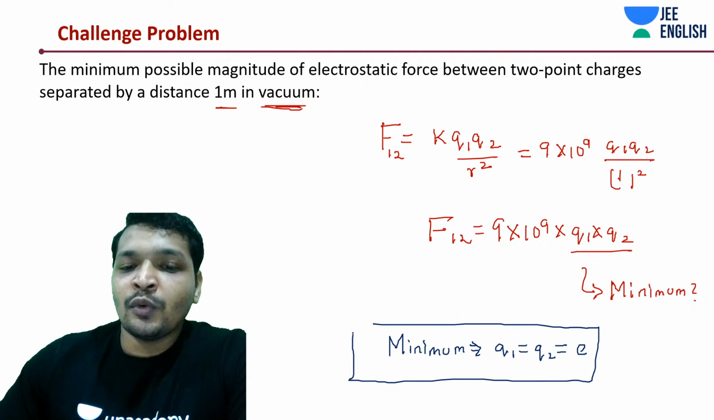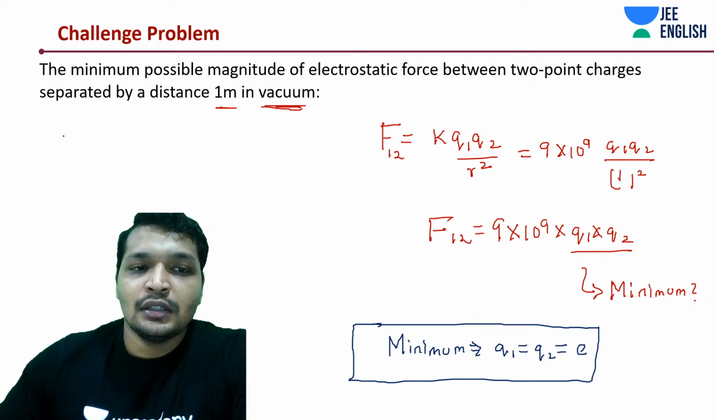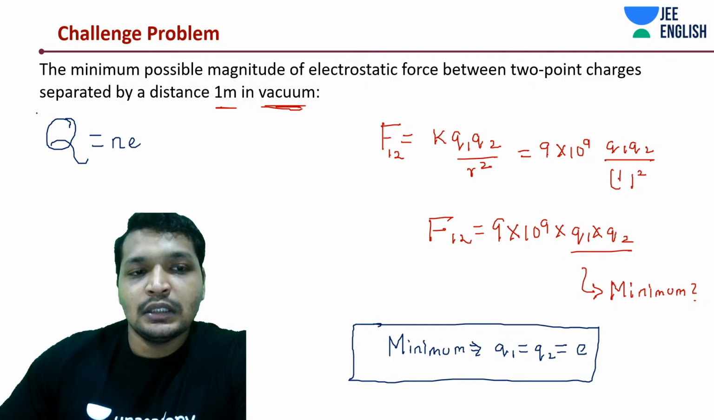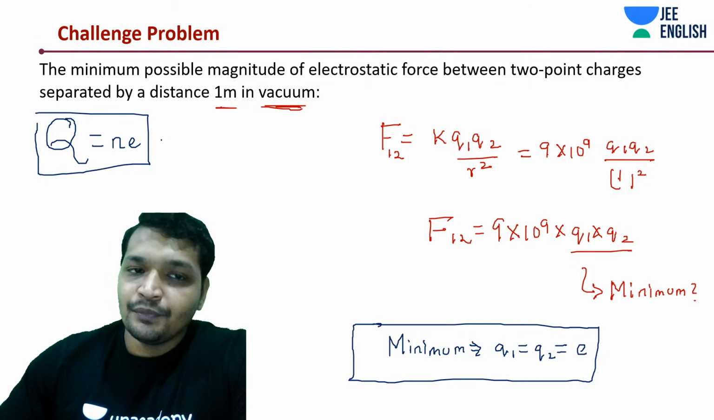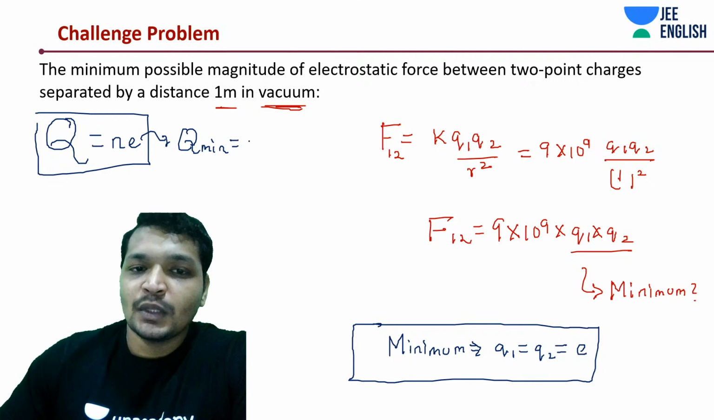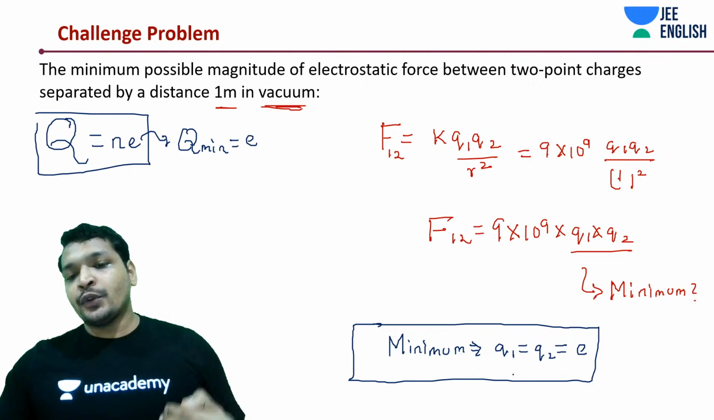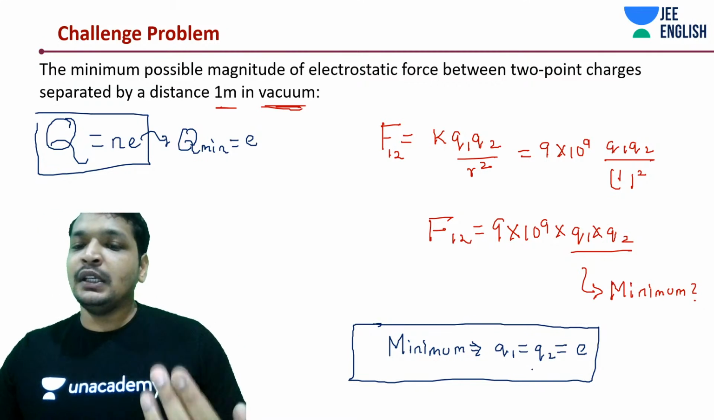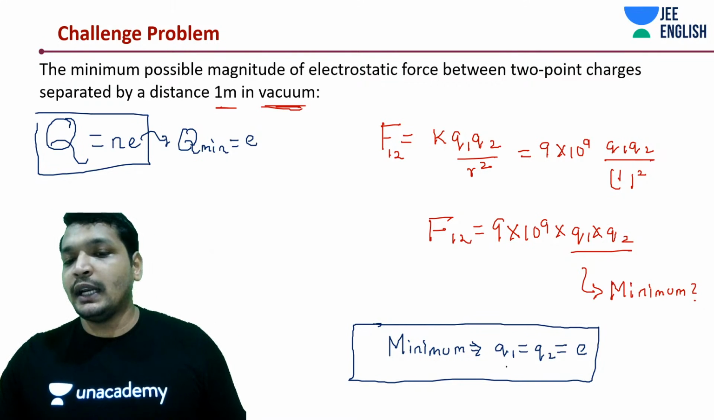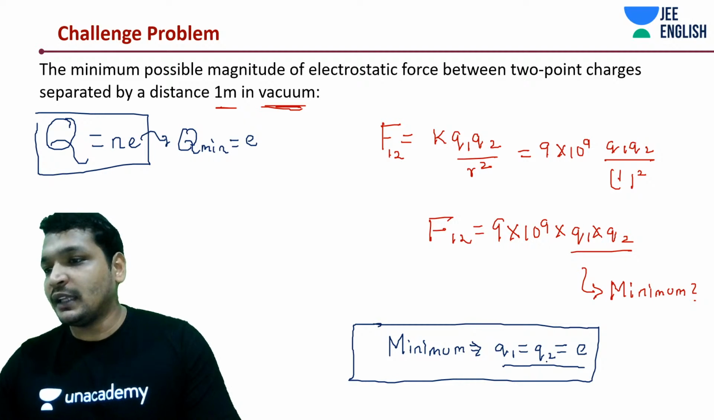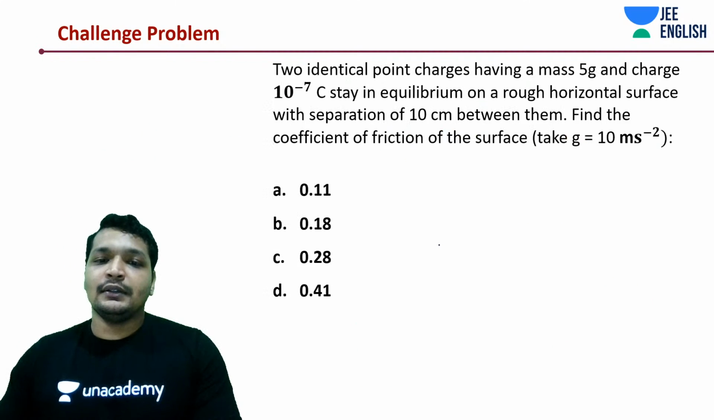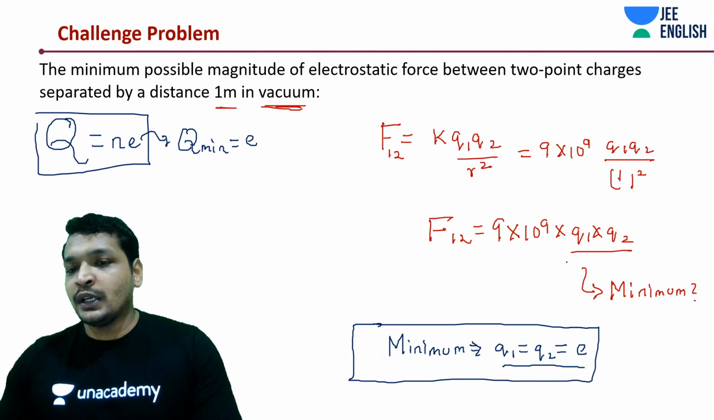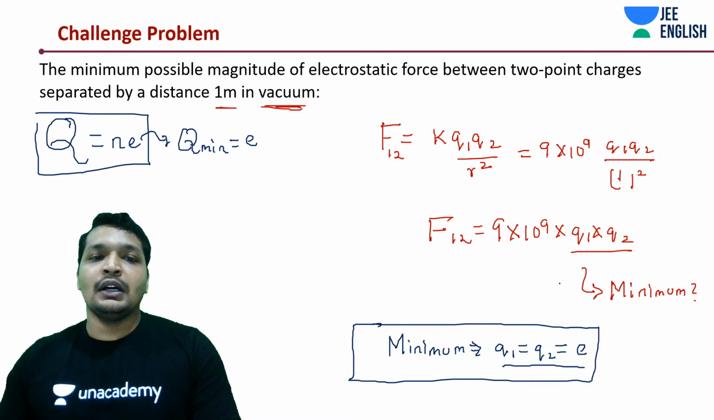What is the concept involved? Quantization of charges. Q is equal to ne. If at all I have to find Q minimum, what is the value of Q minimum? e. Q into Q then should be e square. I hope this is clear. Rest is just math, plain math. Anyway, you can do it. It's 1.6 into 1.6, so let's do the math as well.